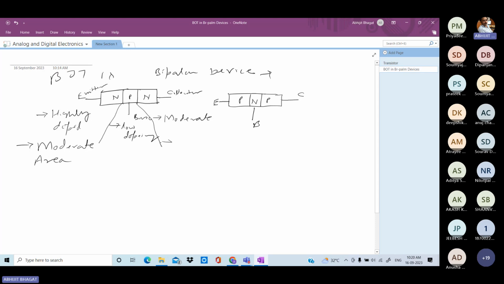Next, collector. Here the area or width of the collector is high or large. Okay, it is large. And the base width is very small. Base area or base width is very small in size. So this follows both in case of NPN and in case of PNP. Okay.